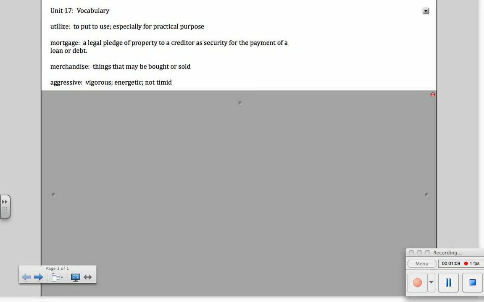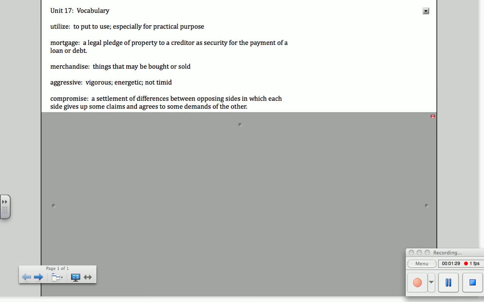Next word is aggressive. Aggressive means vigorous, very energetic, and you're not timid. If I were to say someone is aggressive, I would say, they are very out there. They're not afraid to let their thoughts be known.